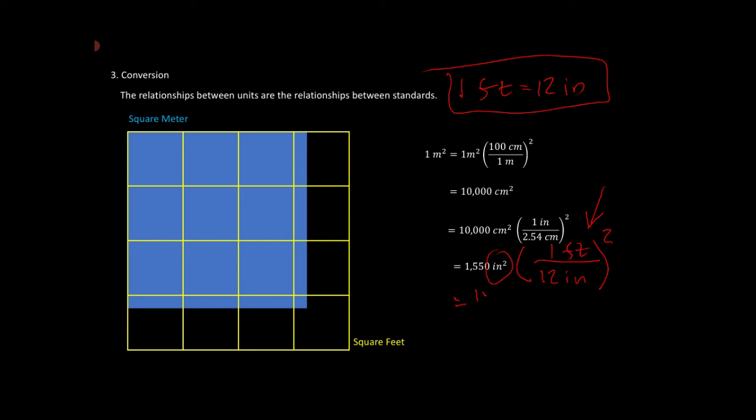So that's 1550 square inches over 144 inches squared times 1 square foot, right? So now I just have to divide. I've got plenty of room. So that division is pretty small, 10.76 maybe, square feet.